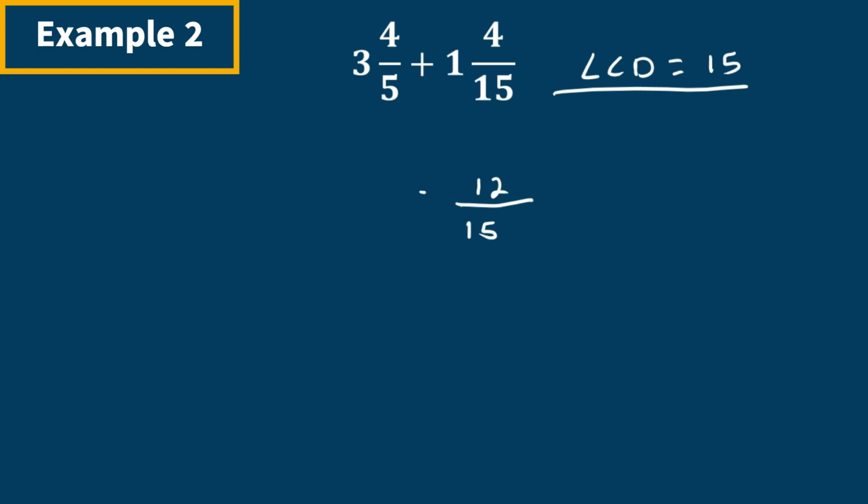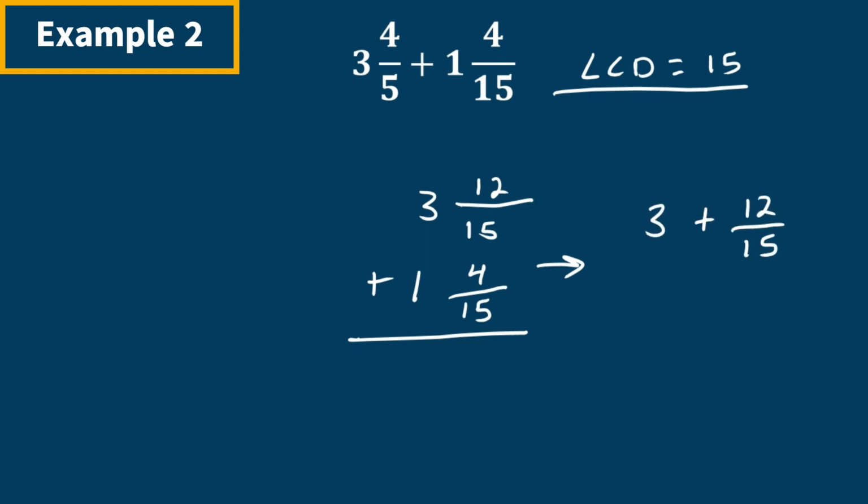So that means we're going to have 3 and 12/15 plus, and if we're looking at our second mixed number, the denominator is already 15, so we don't have to change anything here. So we're going to have 1 and 4 over 15. And now we can just rewrite this to 3 plus 12 over 15 plus 1 plus 4 over 15.